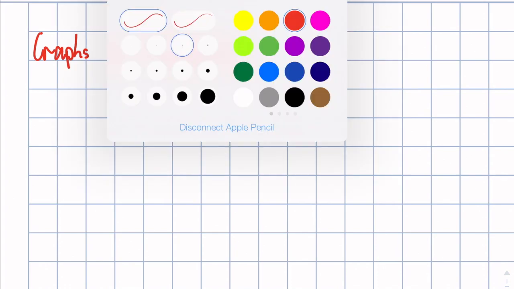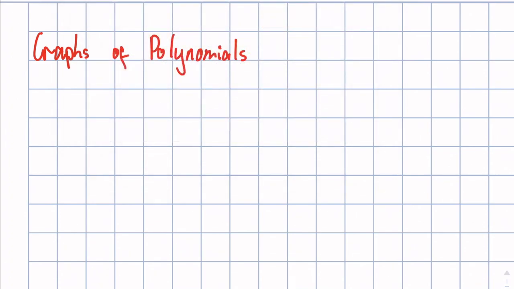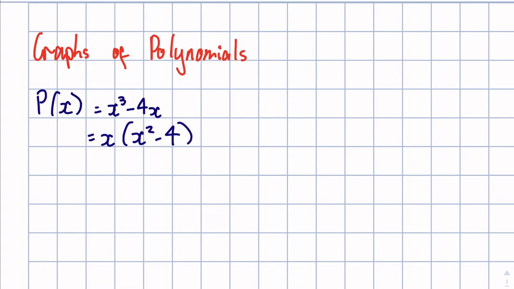So, graphs of polynomials. We actually did this not long ago in advanced. So, for example, if I wanted to graph the function p of x, p just means polynomial, equals x cubed take 4x, I'd factorise it first, so x out the front, x squared take 4, and then I realise x squared take 4, that's the difference of two squares, so I've got x take 2, x plus 2. And I wanted to sketch it.